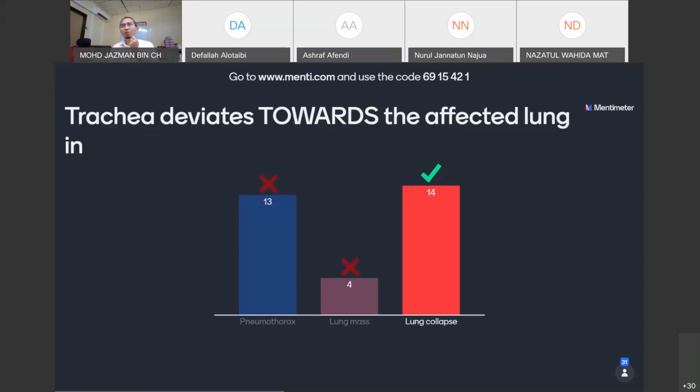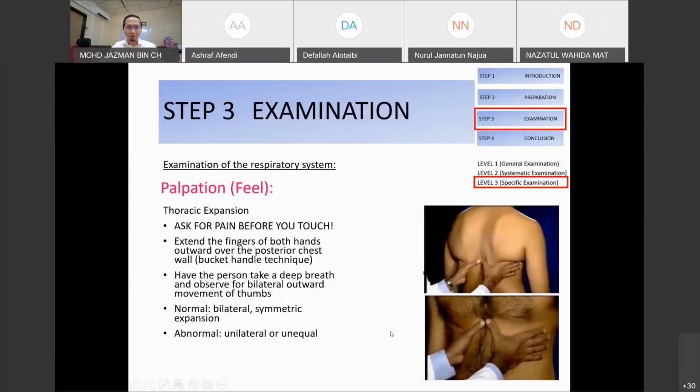So what conditions cause the trachea to be pushed away from the affected side? Anything that causes a mass effect. I repeat, mass effect. For example, pneumothorax causes a mass effect. Why? The air is filling up the pleural space, moving the mediastinum and everything away from the affected side. You can also have a mass effect in lung mass and also pleural effusion. Almost half of you got it right. Moving on to your presentation.